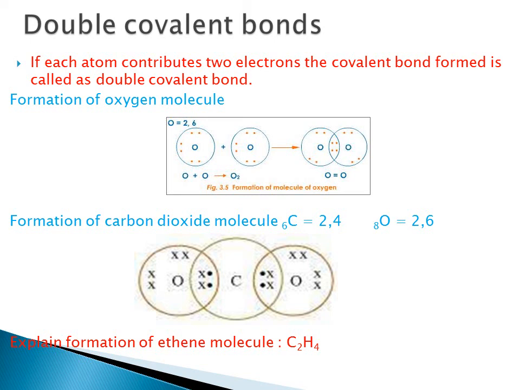Atomic number of carbon is 6, electronic configuration 2,4. Carbon needs 4 more electrons to achieve stability. Oxygen, atomic number 8, electronic configuration 2,6. So it needs 2 more electrons to achieve a stable state configuration. So what happens when carbon and 2 oxygen atoms react together? Of course, sharing of electrons takes place and a covalent bond is formed. So let us draw the electron dot structure.